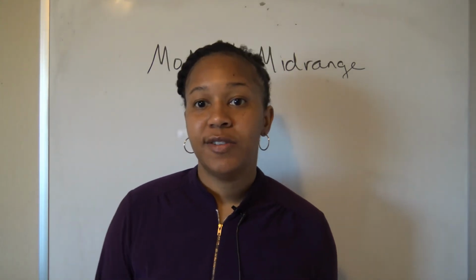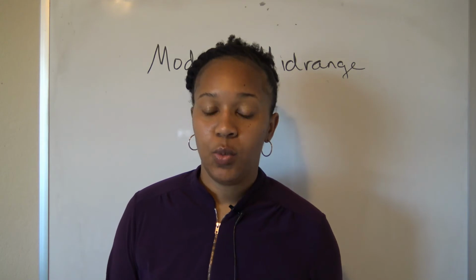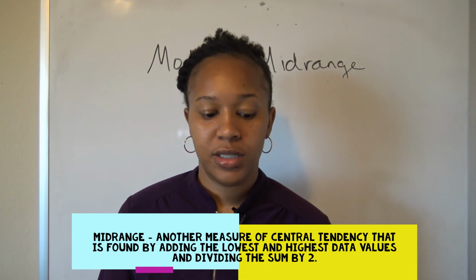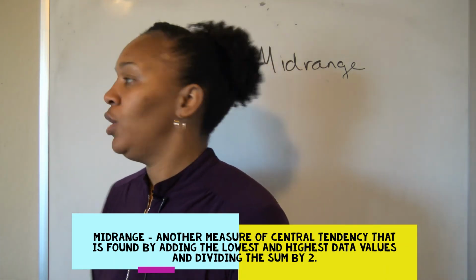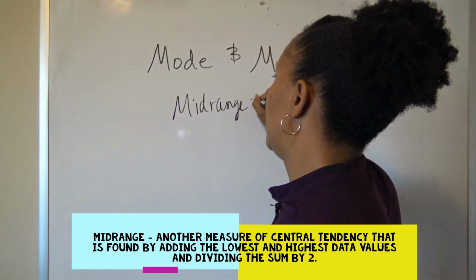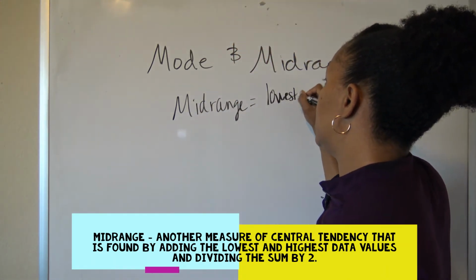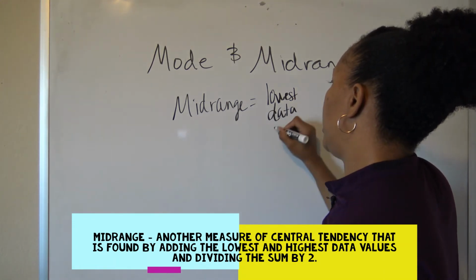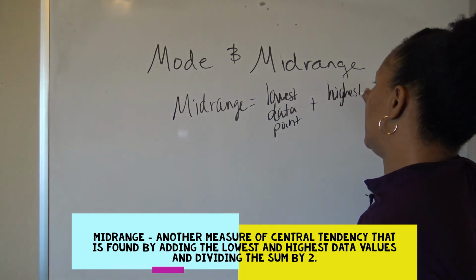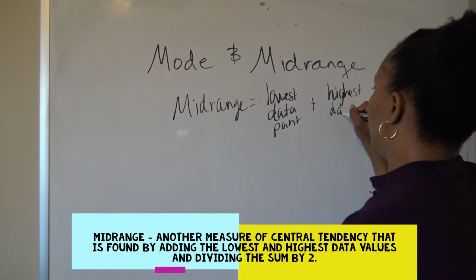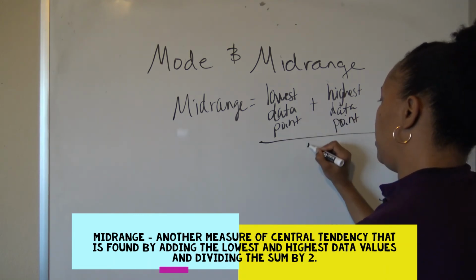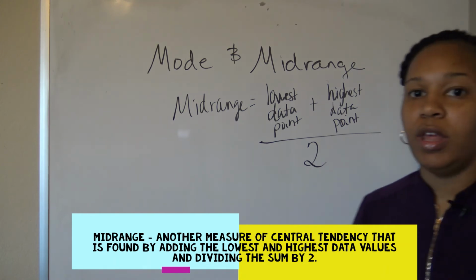And the last measure of central tendency that we're going to talk about is the mid-range. The mid-range is found by adding the lowest and the highest data values together and then dividing the sum by 2. So the formula for the mid-range is equal to the lowest data point plus the highest data point, divided by 2. You just take the smallest number, add it to the largest, and then divide by 2.